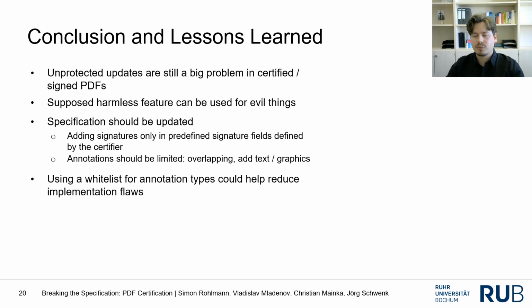So what is the conclusion and the lessons learned? Unprotected updates are still a big problem in certified documents and also in signed PDFs. And supposedly harmless features like signatures or annotations can be used for evil things like adding content to a certified document. So the specifications should be updated. Adding signatures should only be allowed in predefined signature fields defined by the certifier before the document is certified. And annotations should be limited, so there's no reason why we can add an image as big as a whole page or add content like text to the certified document. Using a whitelist would also help to reduce implementation flaws.